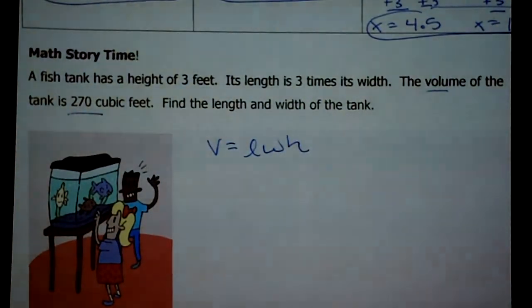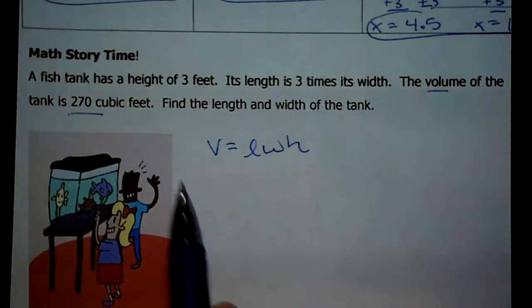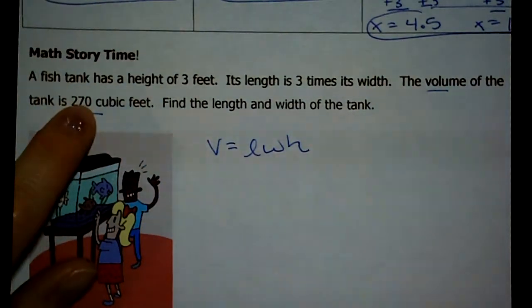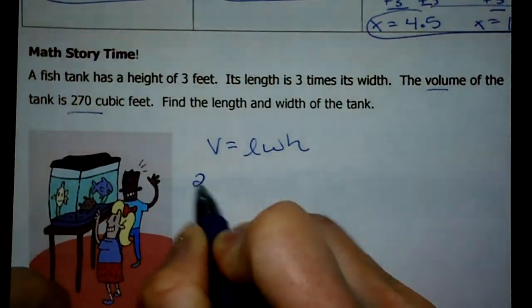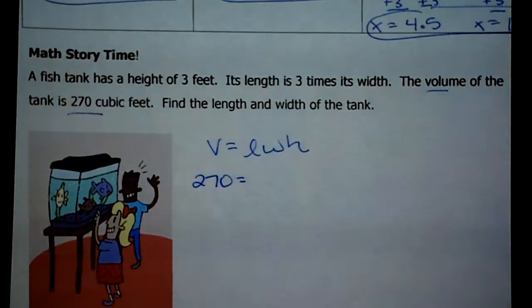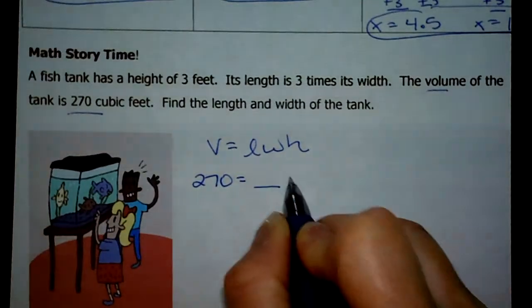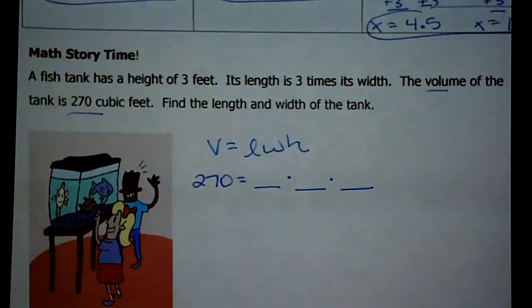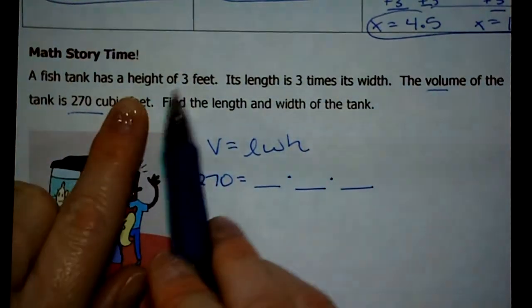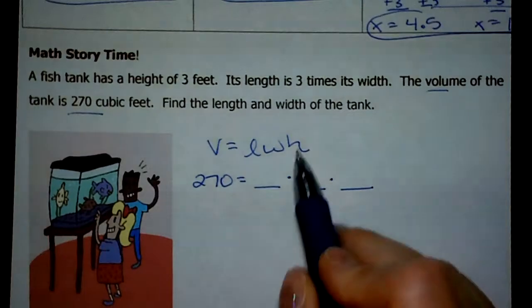So we are going to be solving an equation here, because I tell you what the volume is, right? I tell you the volume is 270 cubic feet. So I'm going to plug in 270 for the volume. Now I'm supposed to have the length times the width times the height, and only one's allowed to be missing, right? Isn't that how it works with an equation? So let's see. It says it has a height of 3 feet, so I'm going to replace the h with 3.